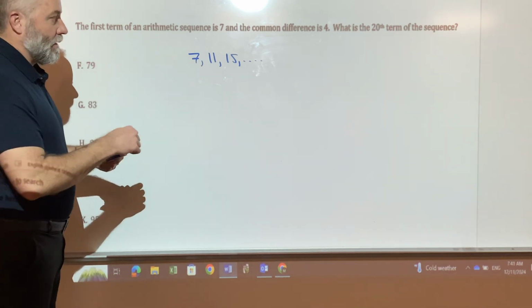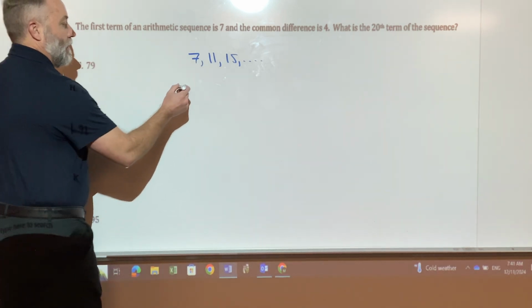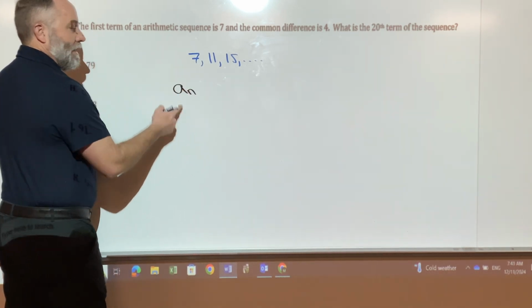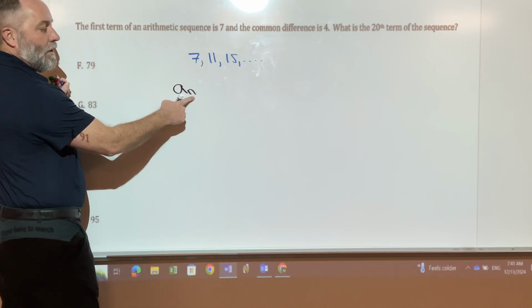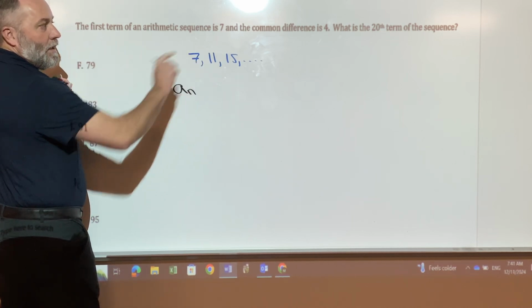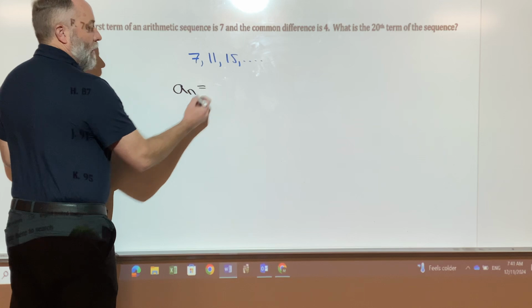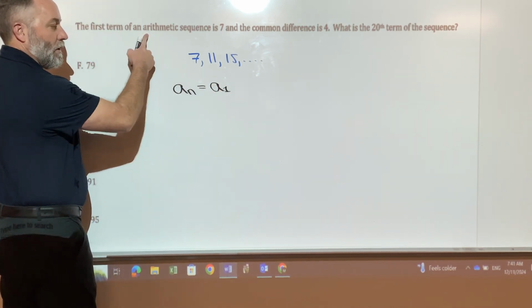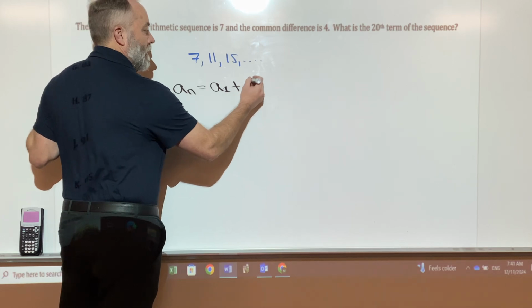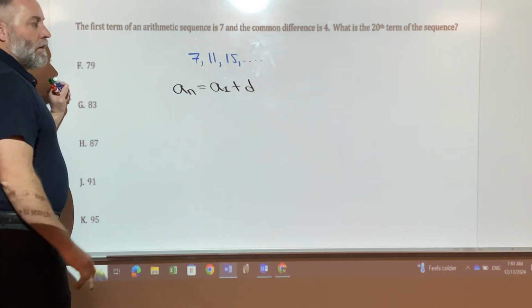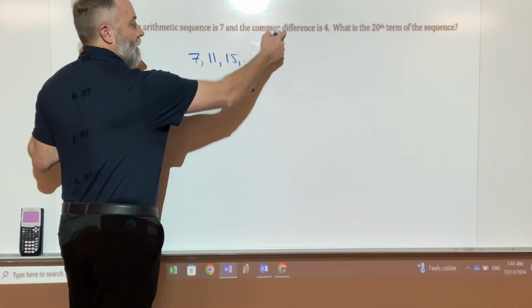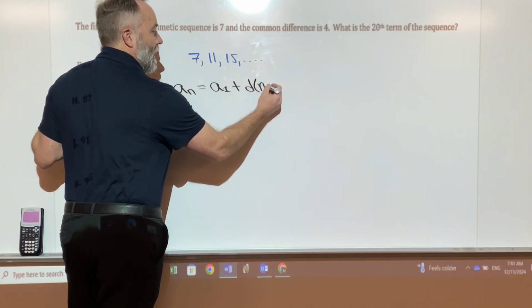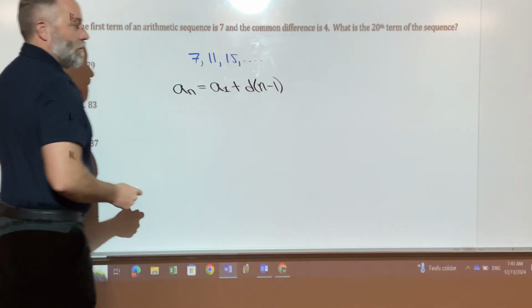So we have this equation, and I'll write it up and let's explain it. It usually looks like this: a sub n, meaning whatever the number term you want. In our case, n is going to be 20. That is equal to a sub 1, which is the first term, which we're given, plus, usually you see the variable d there, which represents the common difference. And then that gets multiplied by n minus 1.